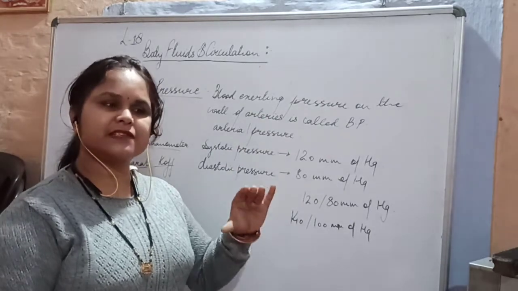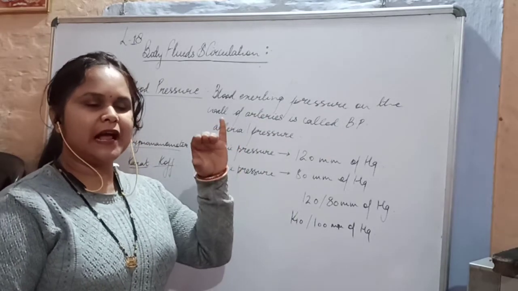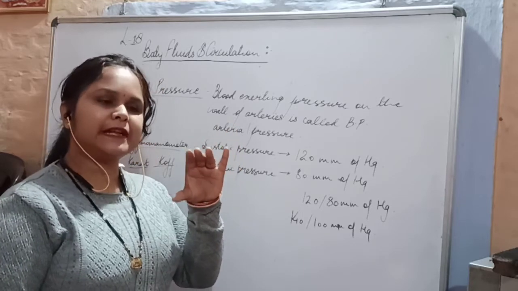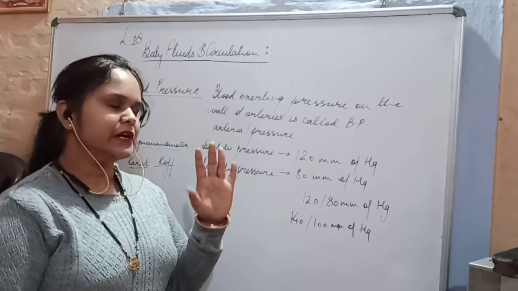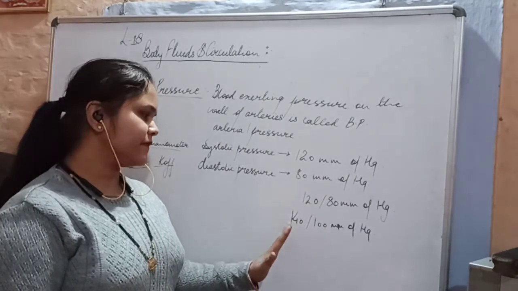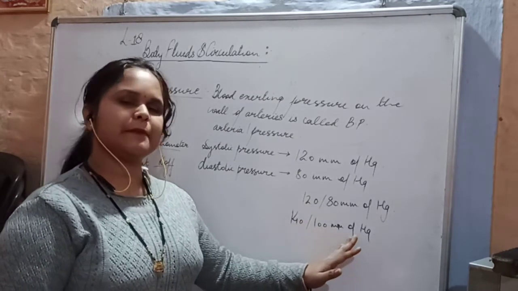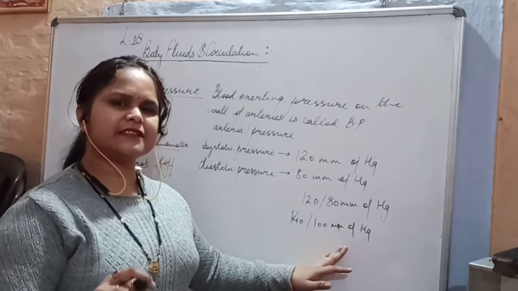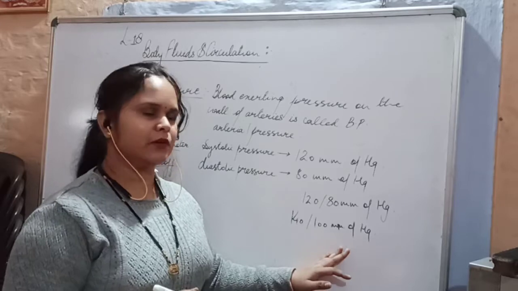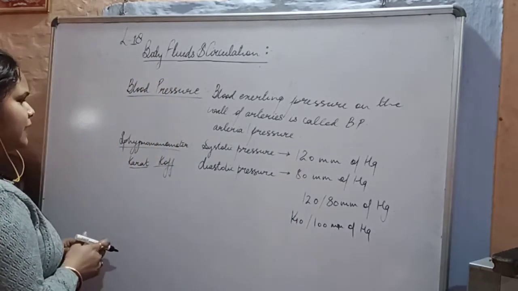With time, our arteries don't stay relaxed. They become tight, they are not flexible enough, so they exert a greater pressure. That is why 140 to 100 mm of Hg is considered an ideal blood pressure of a 50-year-old human being. So this is about the blood pressure.